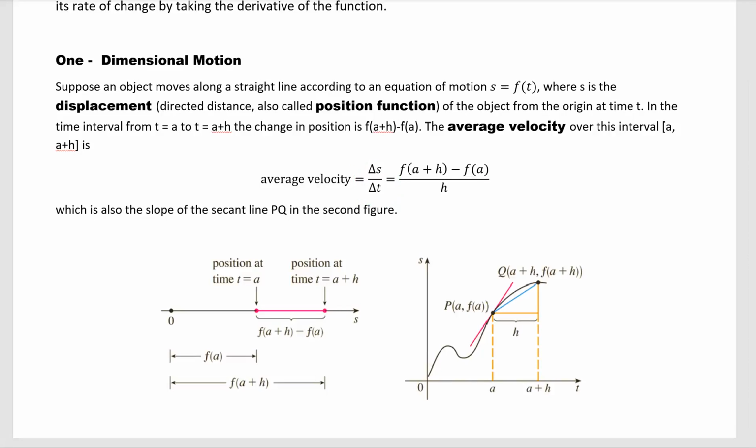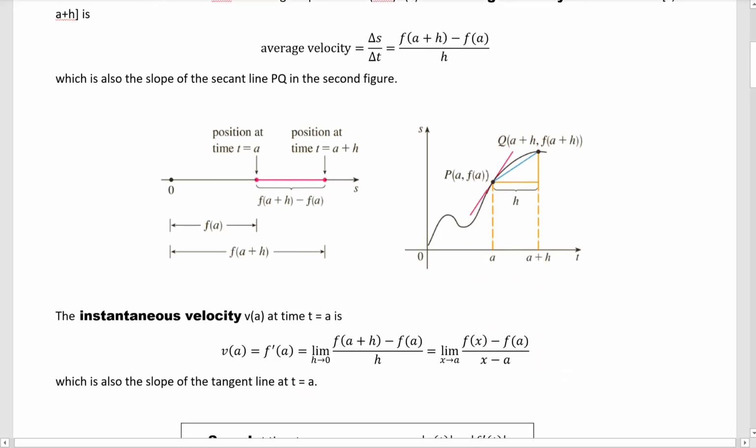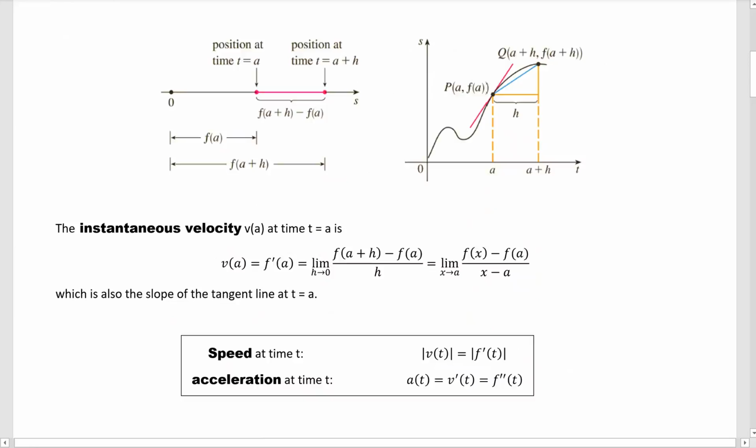You can see from this picture, the average velocity corresponds to the slope of this secant line, whereas the instantaneous velocity corresponds to the slope of the tangent line. So this is the instantaneous velocity, and we use v to denote it. So v of a equals f prime of a. That is the limit of the change of f over change of t, right? So we have two expressions.